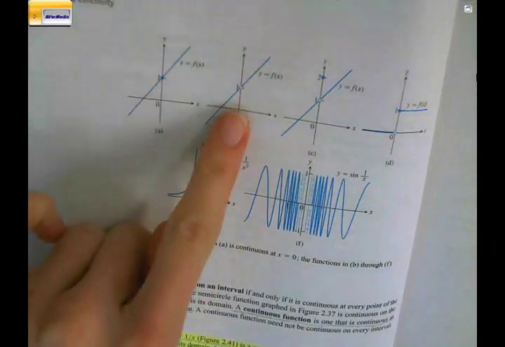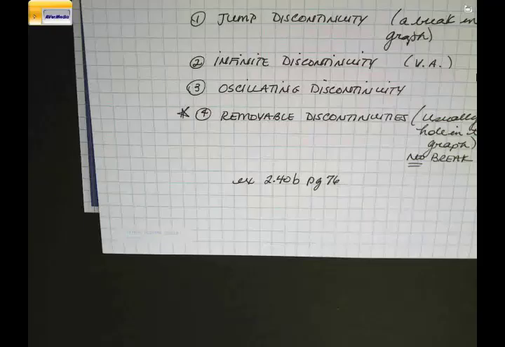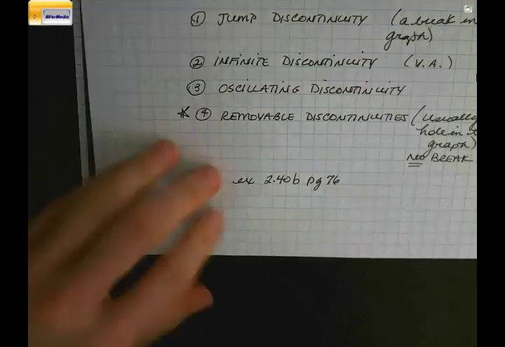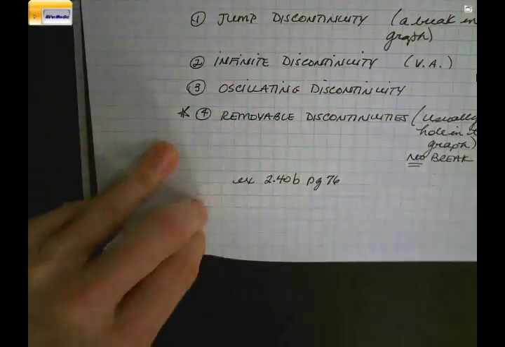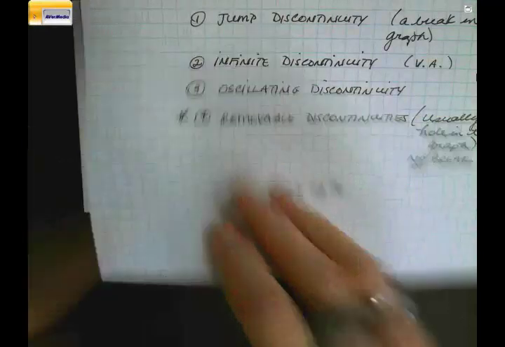Vertical asymptote, I can't fix that. But this one I can fix by naming it a piecewise function and filling in the hole. Okay, name it a piecewise function and fill in the hole. That's what we're going to do to fix a removable discontinuity. Okay, so let's make this happen. This will be part D.